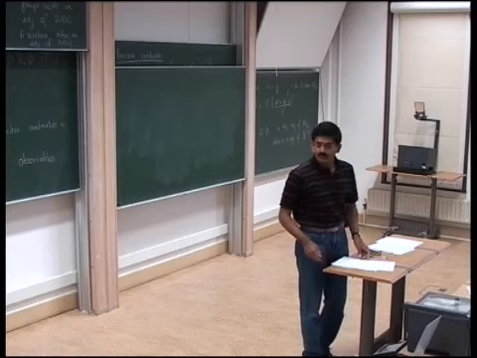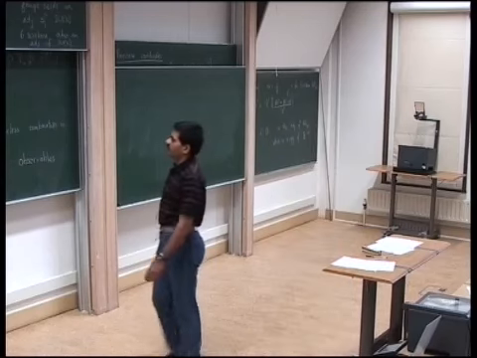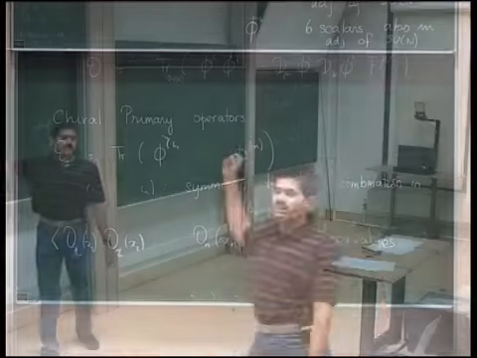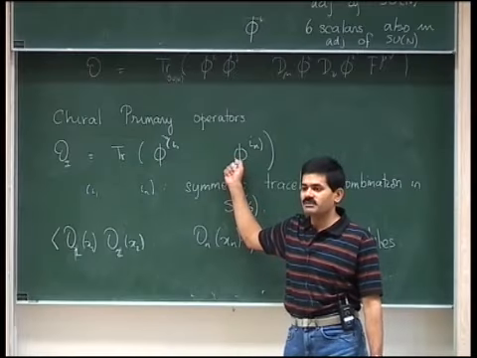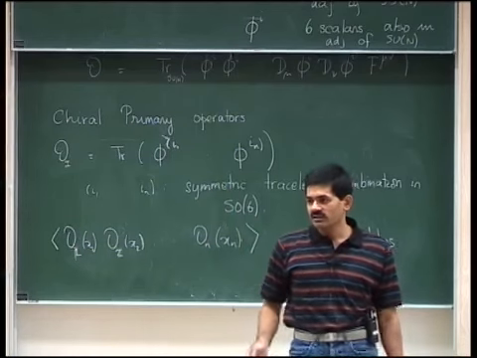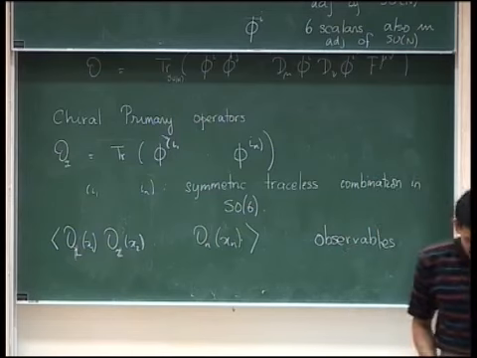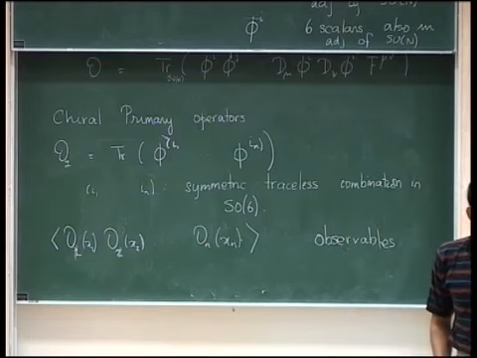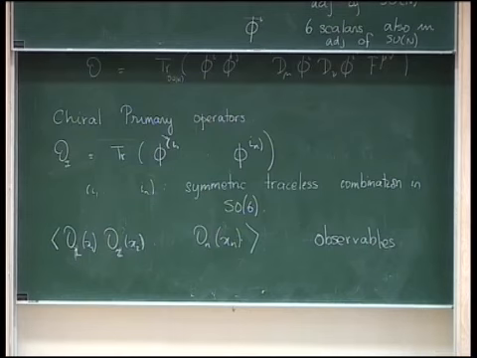Is this just an example of a chiral primary, or is it all chiral primaries? Actually, these are all the chiral primaries of the theory, the symmetric traceless in SO(6). So these are all the half BPS states in N=4.